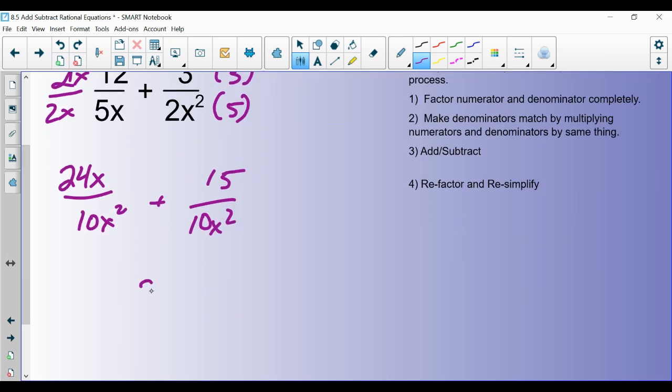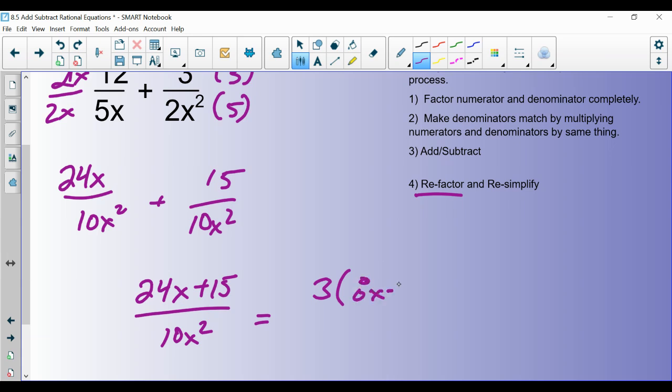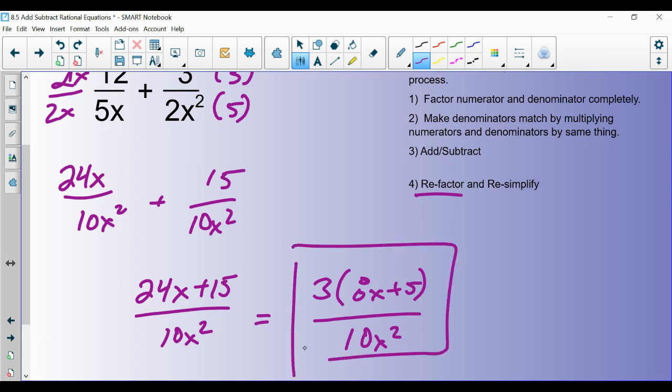I can add my numerators. Once again, they are not like. So I just get 24x plus 15 over 10x squared. And then from here, I'm going to refactor if I can, and they do have a 3 in common. So I can factor out that 3 and get 3 times 8x plus 5 over 10x squared. If 3 over 10 was a fraction that was simplifiable, I would simplify it, but it isn't, and so I can't do anything with that, and this is just going to be my final answer.